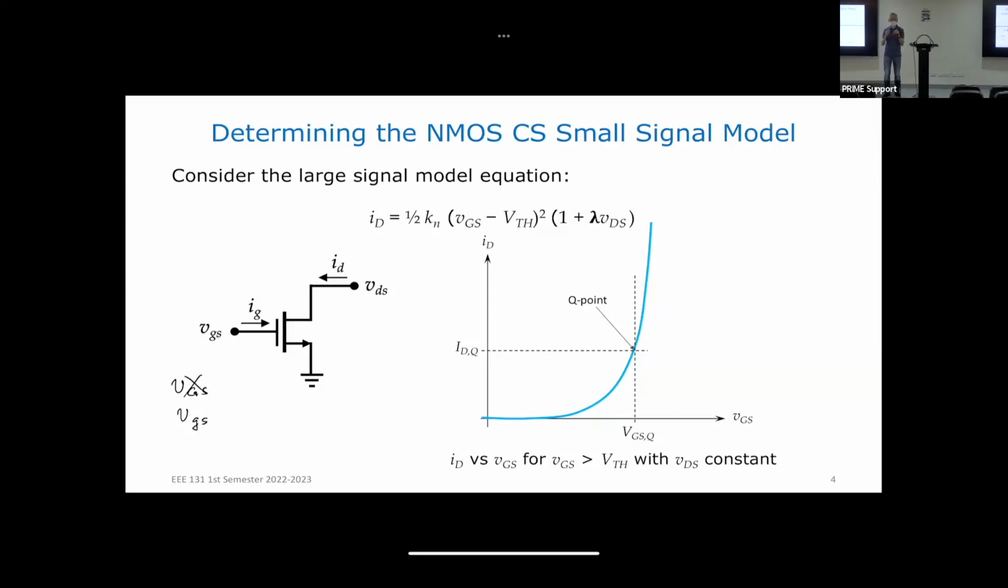Channel length modulation. Kasi habang lumalaki yung value nung drain to source voltage, umiikli yung channel natin, no? The pinch off area goes closer to the source. So mas malaki yung pinched off area. And because of that, our current tends to be higher. So that's channel length modulation. That is what this takes into consideration.